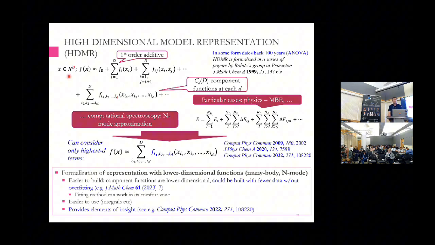Enter the expansion over orders of coupling. Some people call it high-dimensional model representation. The HDMR language comes from the Rabitz group at Princeton, who formalized this kind of modelization about 20 plus years ago. But of course, people in physics know this as the many-body expansion. People in chemical physics or spectroscopy would often talk about the N-mode approximation. People in the statistical world, of course, know very well the analysis of variance, the ANOVA decomposition, which has been used for about 100 years. All of these are expansions over orders of coupling.